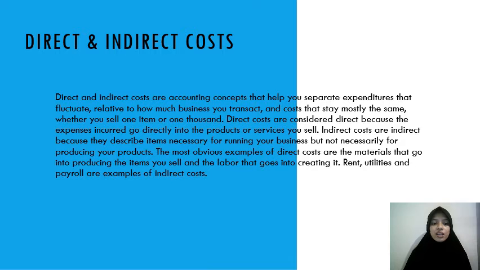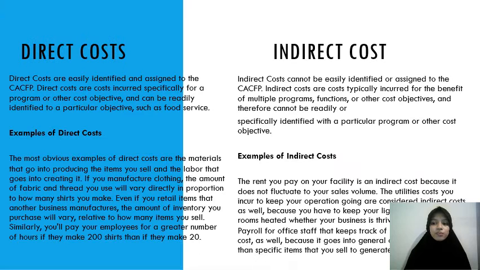Rent, utilities, and payroll are examples of indirect costs. Direct costs. Direct costs are easily identified and assigned to the CACFP. Direct costs are costs incurred especially for a program or other cost objective and can be readily identified to a particular objective, such as food service. Example of direct costs.